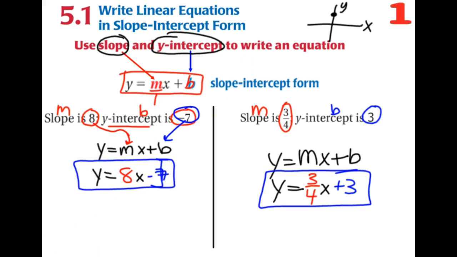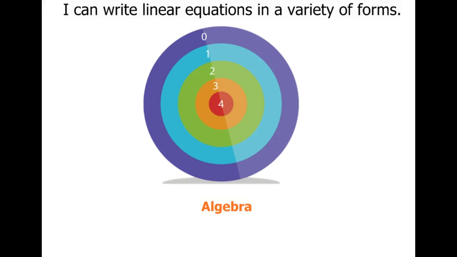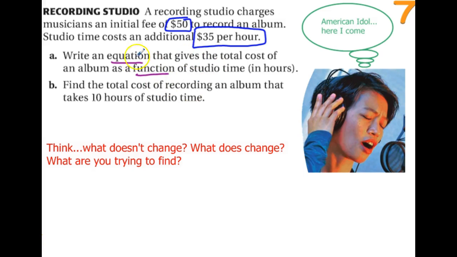You guys, this equation that we're looking at is called function form. Y equals mx plus b is also known as function form. So really, they're just telling you to write an equation in the form y equals mx plus b. We need to figure out what's m and what is b. And then once we have an equation, find the total cost of a recording album that takes 10 hours of studio time.